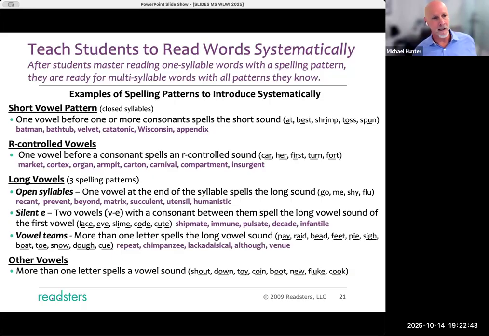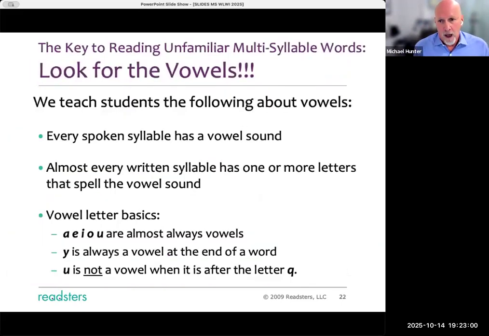But the point here is that before students can read R controlled vowels in multisyllable words, they need to be able to read single syllable words with the R control pattern easily. And the same for each pattern. So here's what we teach our students to do: instead of looking for consonants, look for the vowels first.